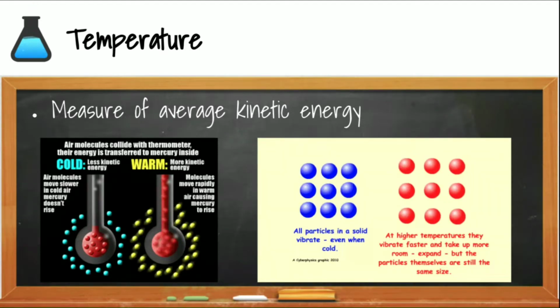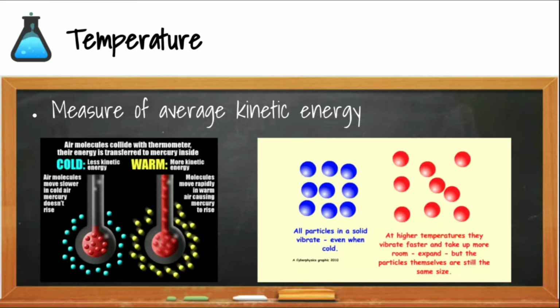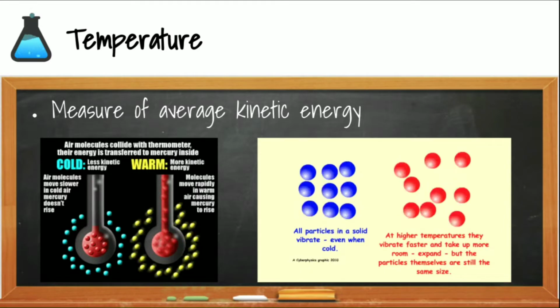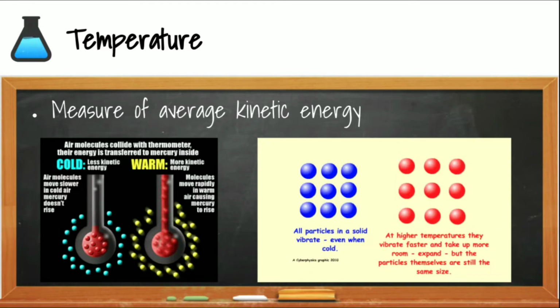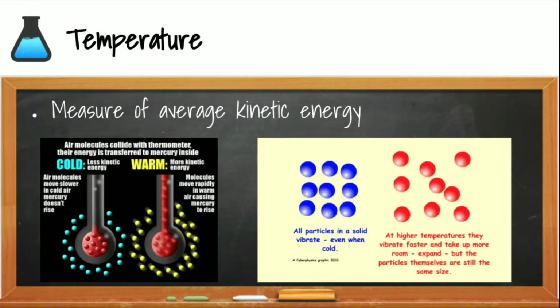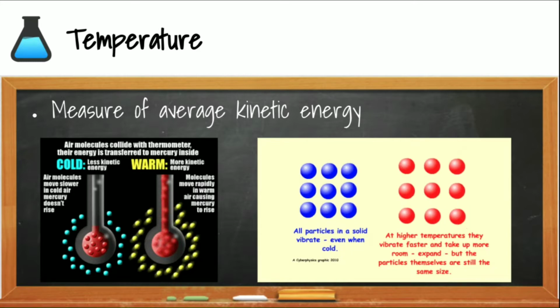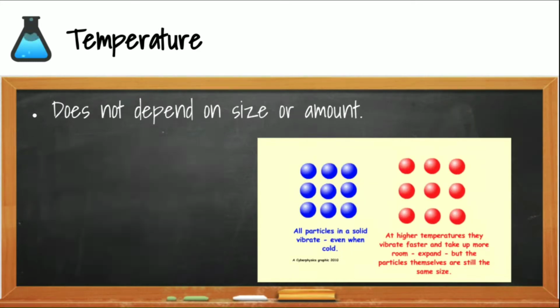That being said, a solid at a temperature of, let's say, 5 degrees Celsius has less motion than a solid at a temperature of 20 degrees Celsius. So as we increase temperature, we always increase average kinetic energy.